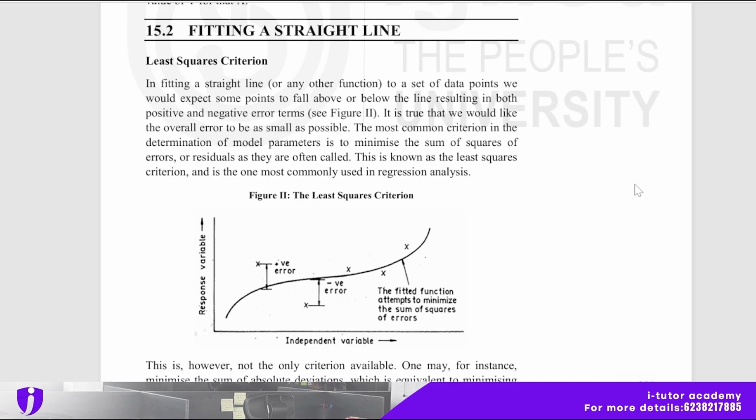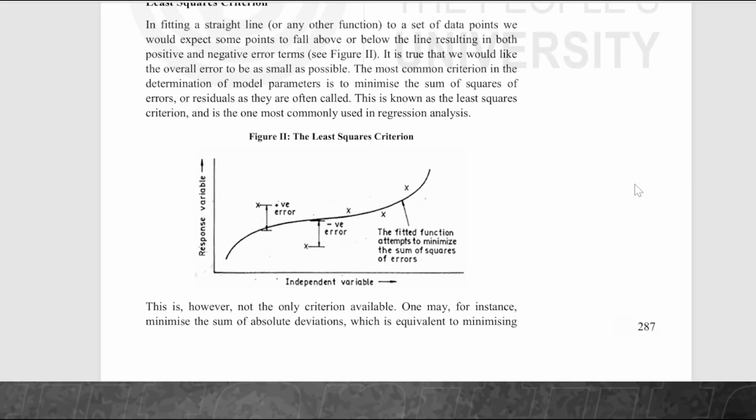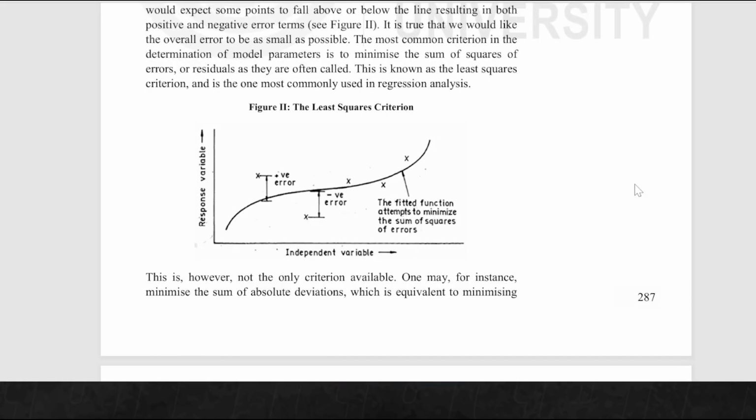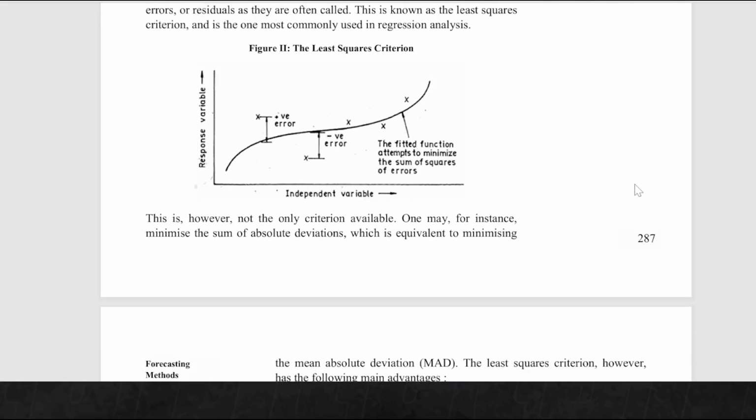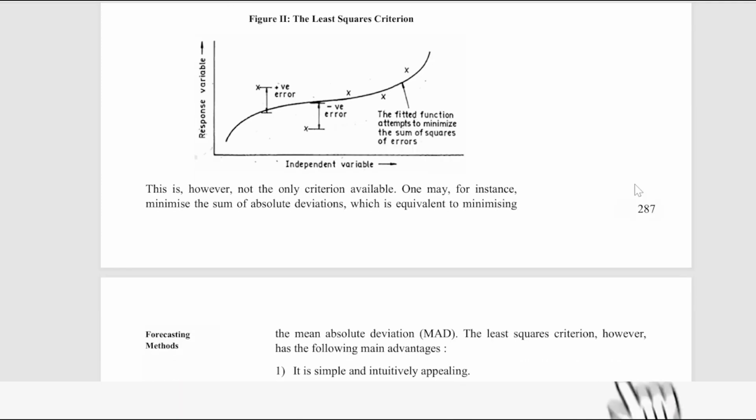The most common criterion in the determination of model parameters is to minimize the sum of squares of error, or residual as they are often called. This is known as the least square criterion and is the one most commonly used in regression analysis. This is, however, not the only criterion available. One may, for instance, minimize the sum of absolute deviation, which is equivalent to minimizing the mean absolute deviation.